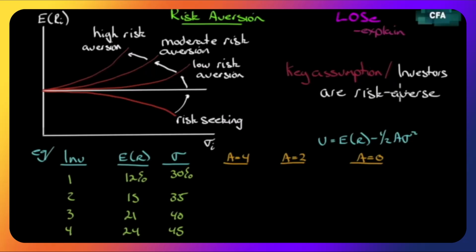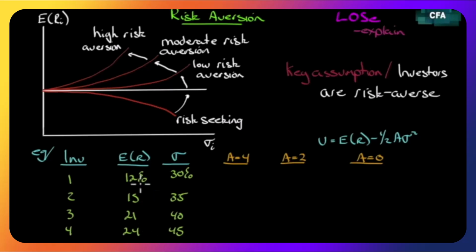So let's look at how we would rank these 4 different investments. 1, 2, 3, 4. Here's the expected return and the standard deviation of each one. Notice that as the return goes up, so does the standard deviation. Let's look at what somebody with an A of 4 versus somebody with an A of 2 versus somebody with an A of 0 would choose, because it's not really obvious which one you would choose.